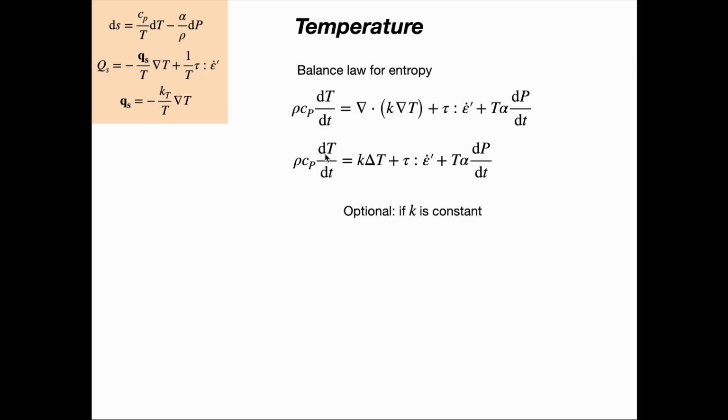Let's go a bit further and do an optional step again. In the event K would be a constant material property in space, which is mostly not the case, one can factor K out in front of the differential operator, and this gives rise to the Laplacian of temperature. Anyway, this is the final temperature evolution equation.